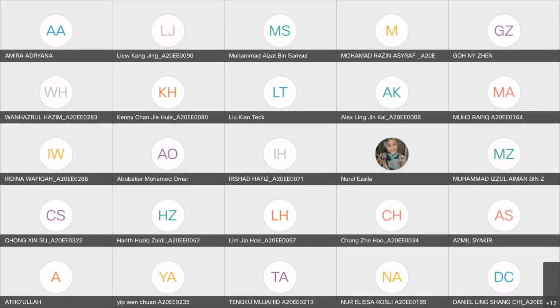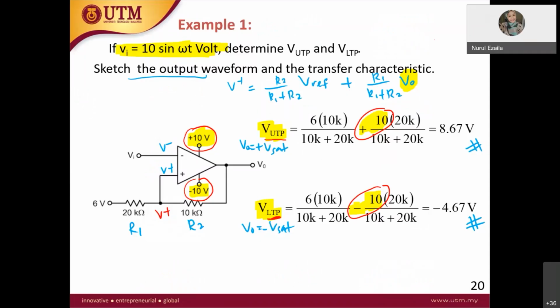Okay, so we recall a bit on the Schmitt trigger. We replace this particular V out with plus minus V saturation. So now V UTP, the upper trigger, is equal to 8.67. VLTP, when you replace V out with negative V saturation, you will get negative 4.67.